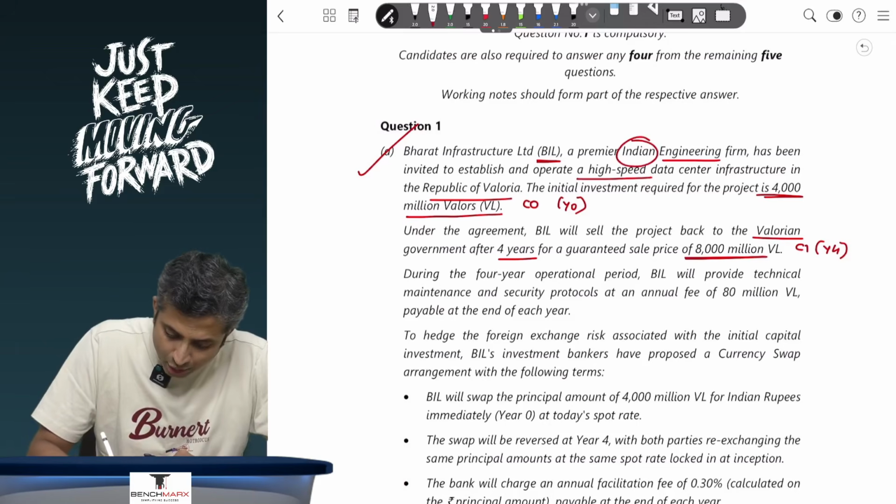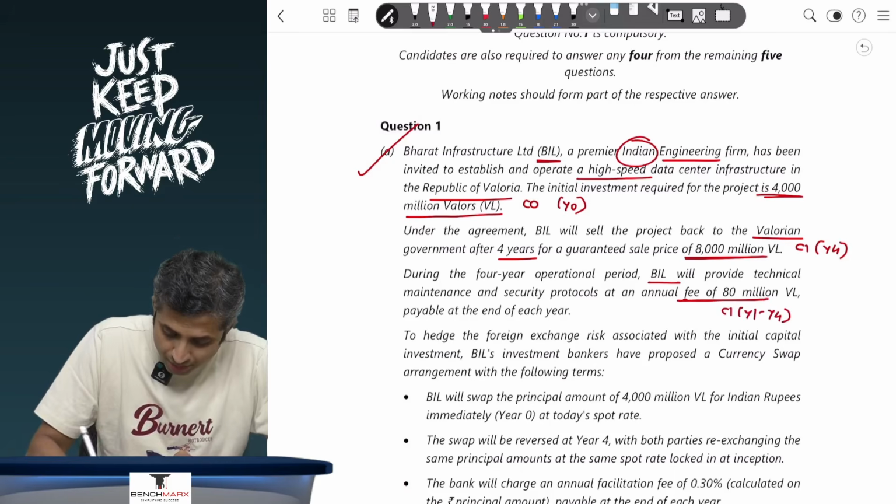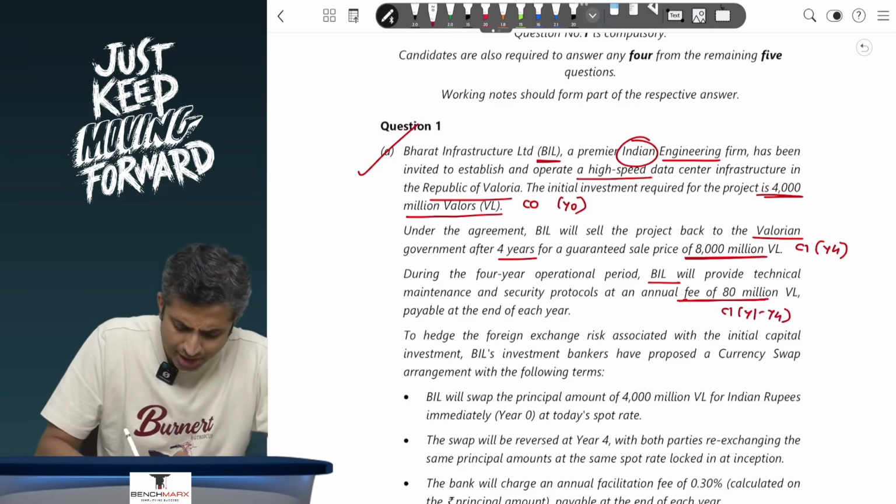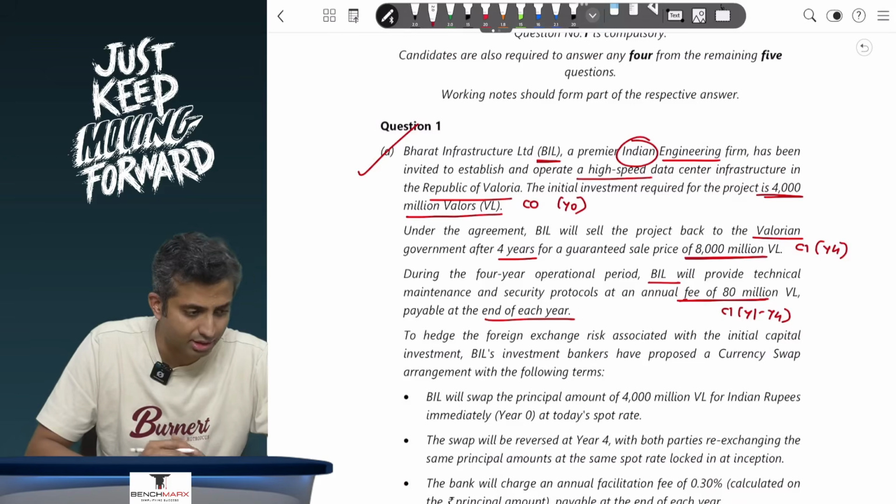Now, during the 4-year operational period, BIL will provide technical maintenance and security protocols at an annual fee of 80 million. So this will be your cash inflow from year 1 to year 4 for the service that you are providing, which is payable at the end of each year.